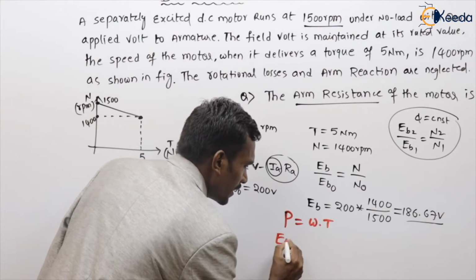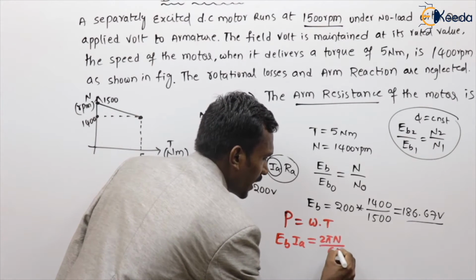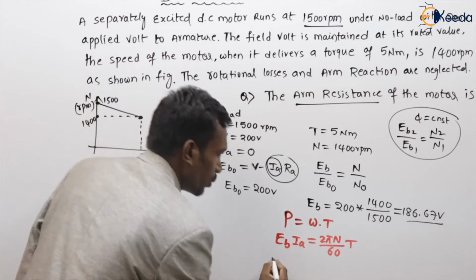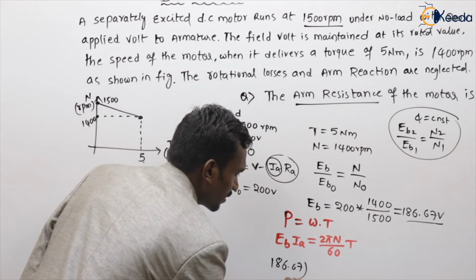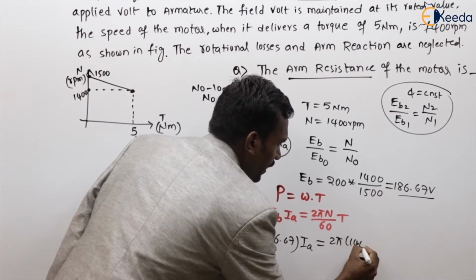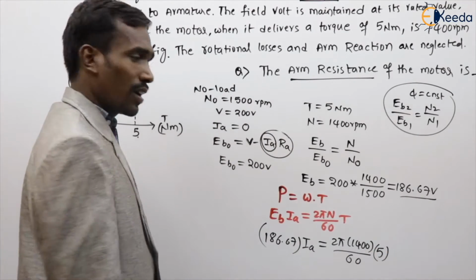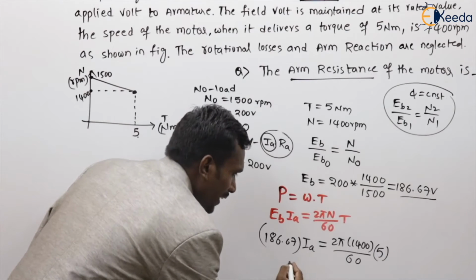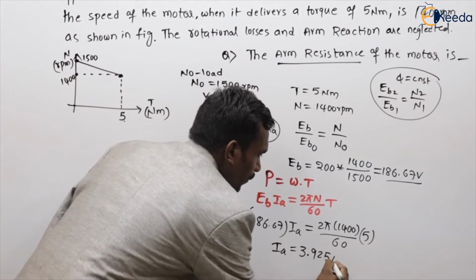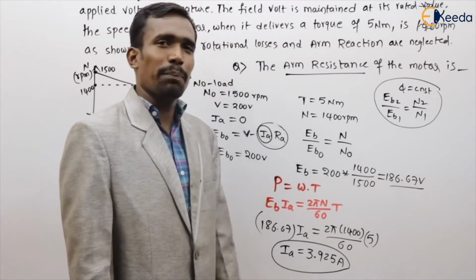P is nothing but EB into IA, which is equal to 2 pi N by 60 into T. If you substitute here, EB value 186.67 and IA, that is equal to 2 pi 1400 by 60 into 5 Newton meters. If you solve this equation, then you can get IA. This IA is equal to 3.925 amperes.